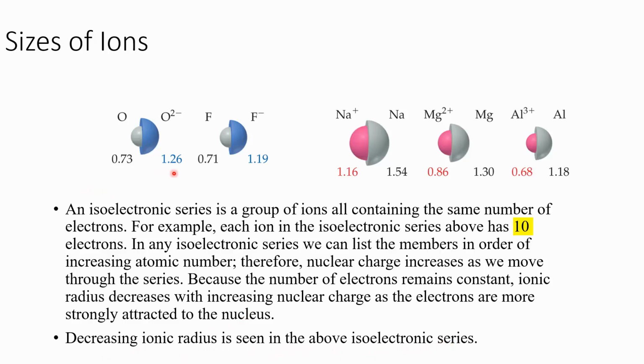Notice here 1.26, 1.19, 1.16, 0.86, 0.68. So you notice that because all of them are isoelectronic and all contain 10 electrons, you arrange them in order of increasing atomic number, the usual one, and at the same time decreasing ionic radius is seen as we go from left to right, as you can see in this example.